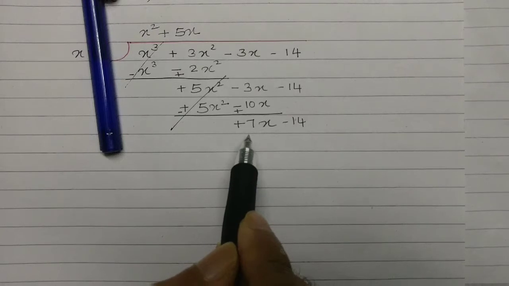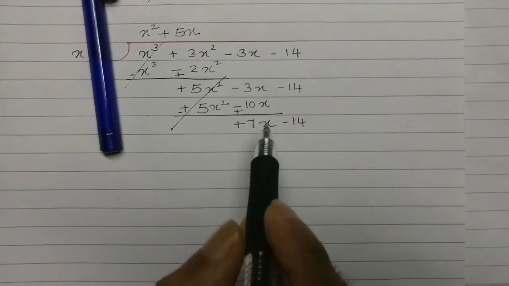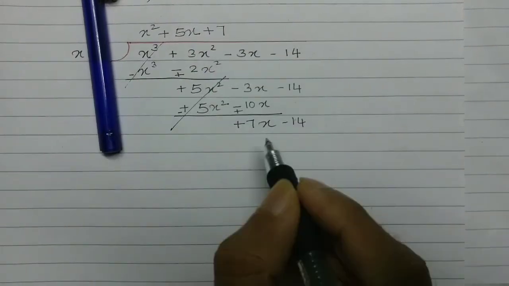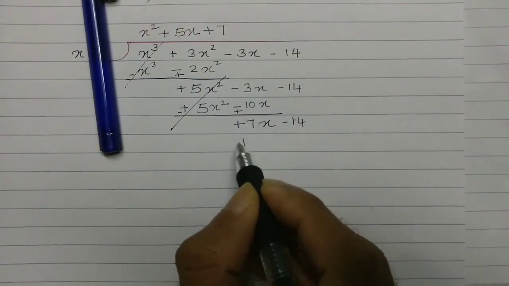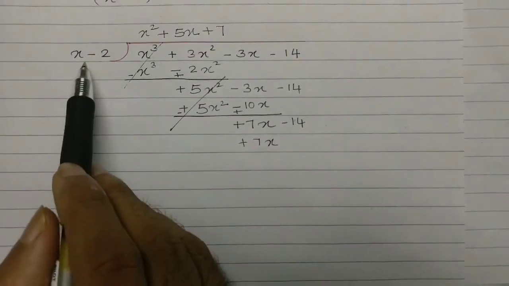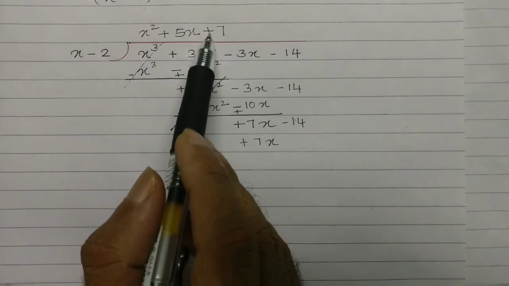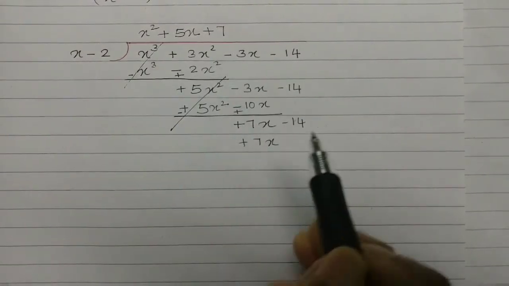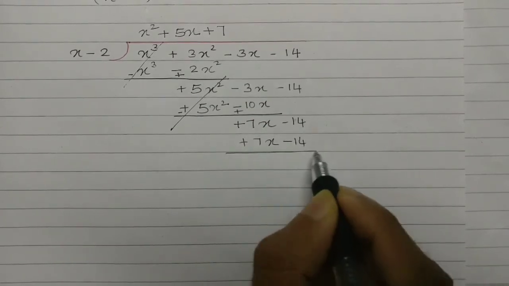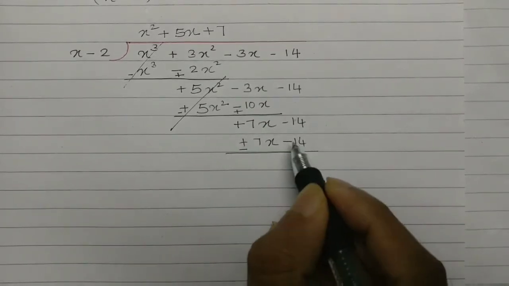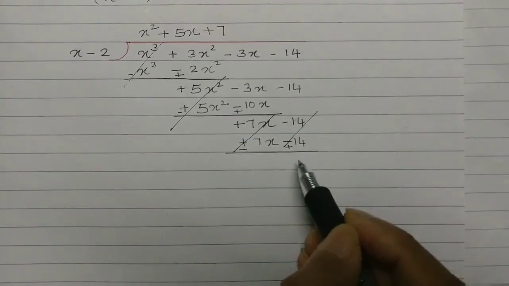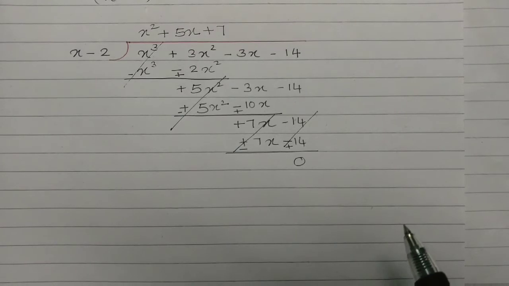I need 7x, so all I have to do is add plus 7, because 7 into 1x will become plus 7x. Once I get this, unhide, minus 2 and plus 7, multiply this, minus and plus will become minus. 7 2 times is 14. Change the sign, plus will become minus, minus will become plus. Cancel, cancel, I get my answer is 0.